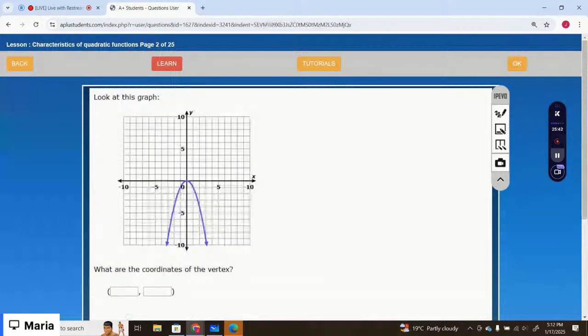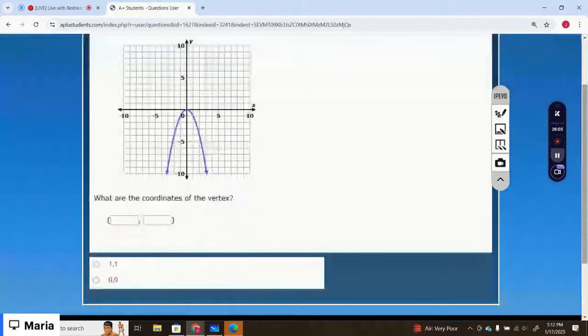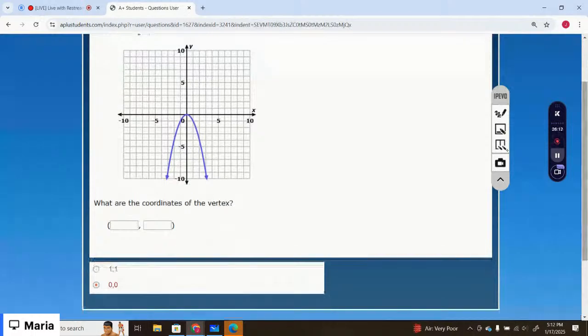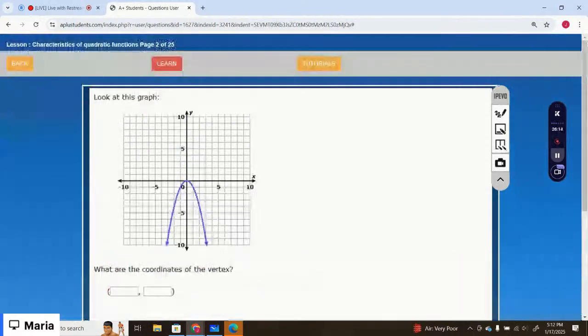Look at this graph. What are the coordinates of the vertex? So you can see here is the point that is known as the vertex. So the vertex is 0, 0. Option number 2 is the correct option.